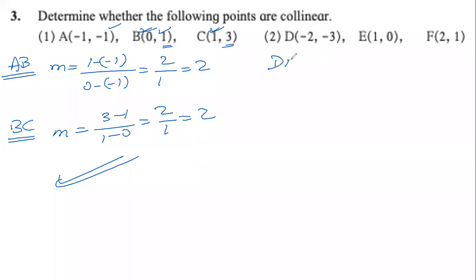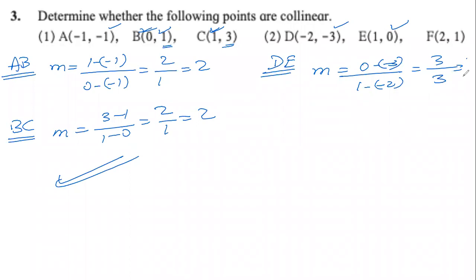So for DE, our M will be 0 minus minus 3. It can also be minus 3, 0, but you have to stick to one way of doing. 1 minus minus 2. 0 minus minus 3 is 0 plus 3, which is 3. And 1 minus minus 2 is 1 plus 2, which is 3. So the slope is 1. Then EF.